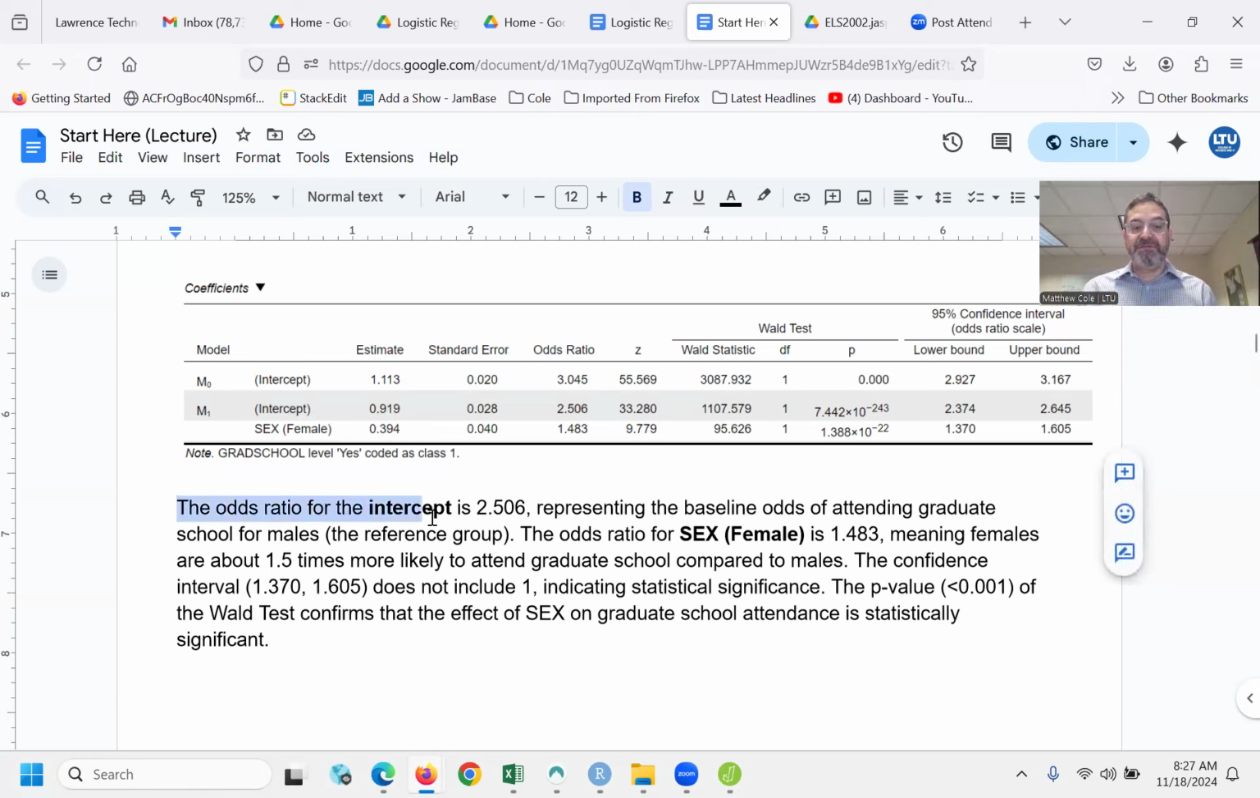So the odds ratio for the intercept is 2.506. This represents the baseline odds of attending graduate school for males. The odds ratio for sex is 1.483, meaning females are about 1.5 times more likely to attend graduate school compared to males. The confidence interval is 1.37 to 1.605.